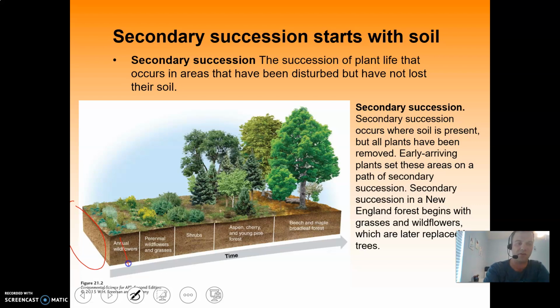You may start here with the annual wildflowers. You may start here with the shrubs. It depends on what was destroyed in the event, or maybe it's even a long-term event that caused the decline of other species. So secondary succession occurs where soil is already present, but all the plants have been removed. Early arriving plants set these areas on a path of secondary succession. And this is kind of cool because, depending on if the climate has changed since the original one was there, you can have secondary succession bring in an entirely different ecosystem, entirely different types of plants than what was originally there.